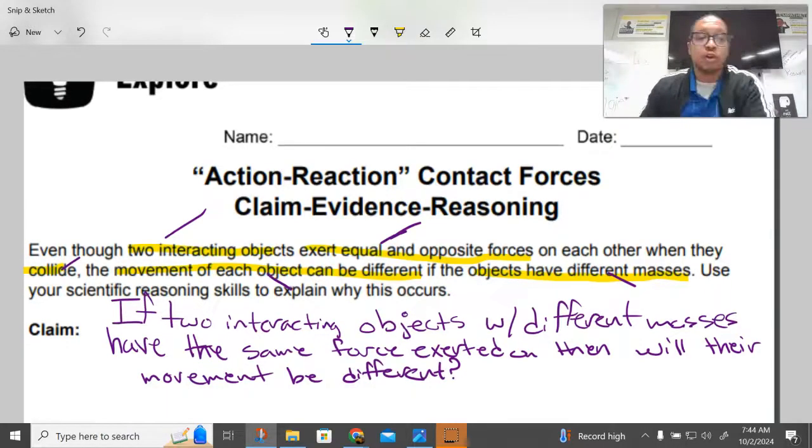Sometimes it's going to be hard to piece out like this, and then sometimes they're just going to ask you the question directly. So again, if two interacting objects with different masses, so we got this part and this part over here, have the same force exerted on them, that's what happens. Exert equal and opposite forces on each other. So the same forces exerted on them, then will their movement be different? Each object has its own movement. So that is this last part.